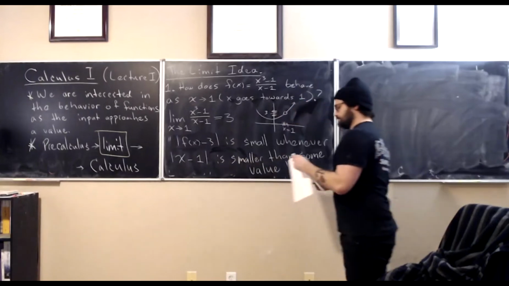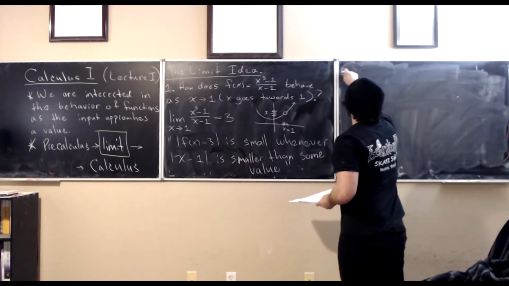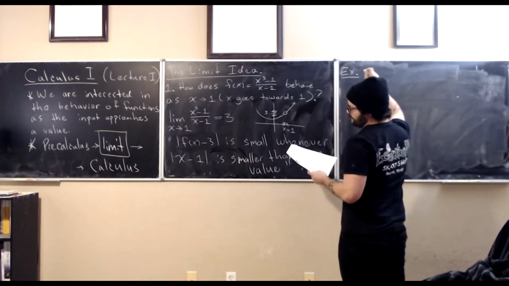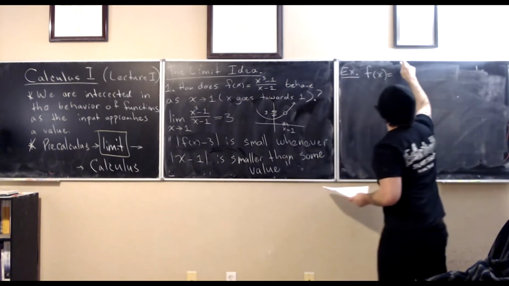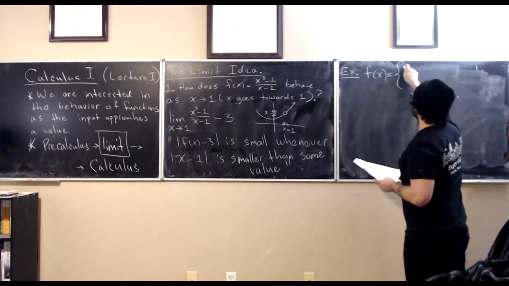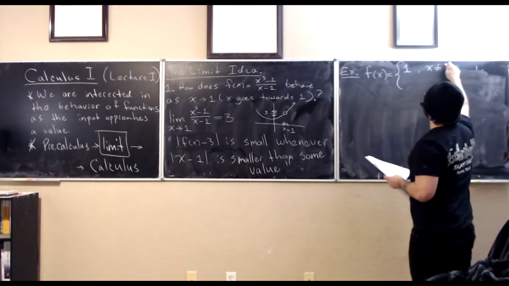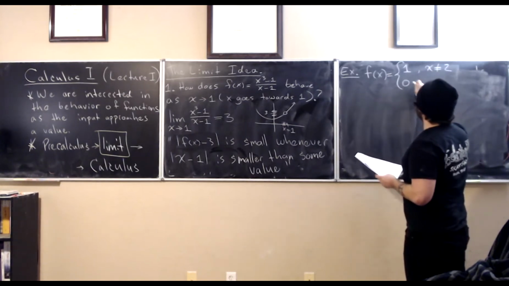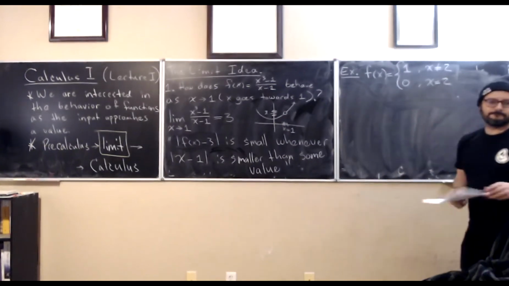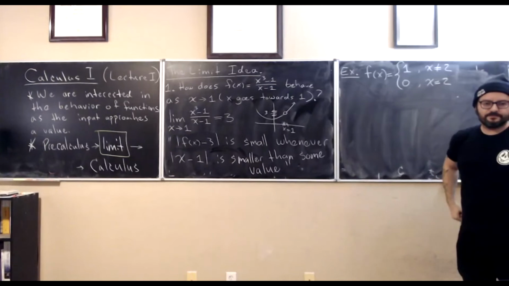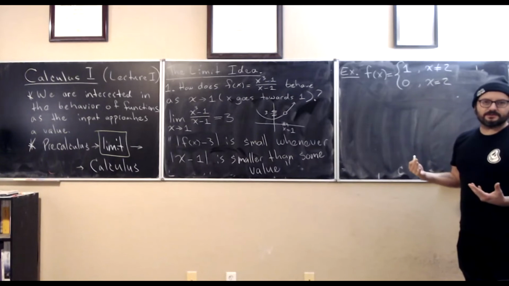So, what about something like this? Another example. Maybe a piecewise function. So this function equals 1 whenever x is not equal to 2, and 0 if x is equal to 2. Okay. So we should be able to graph this thing.